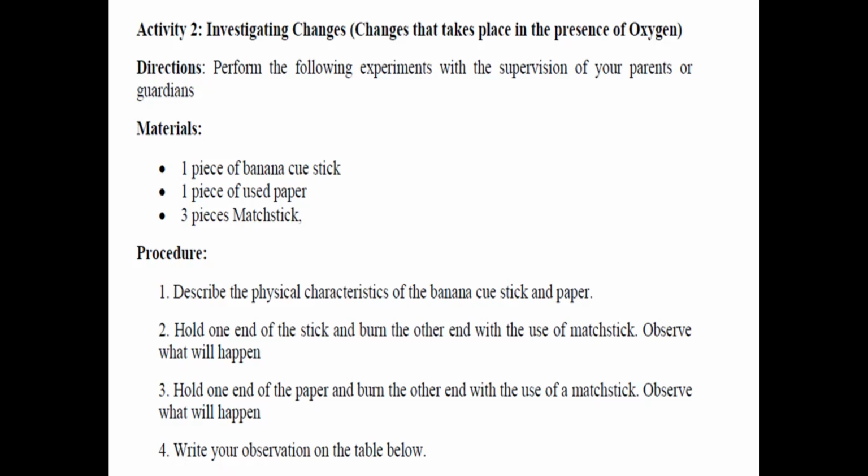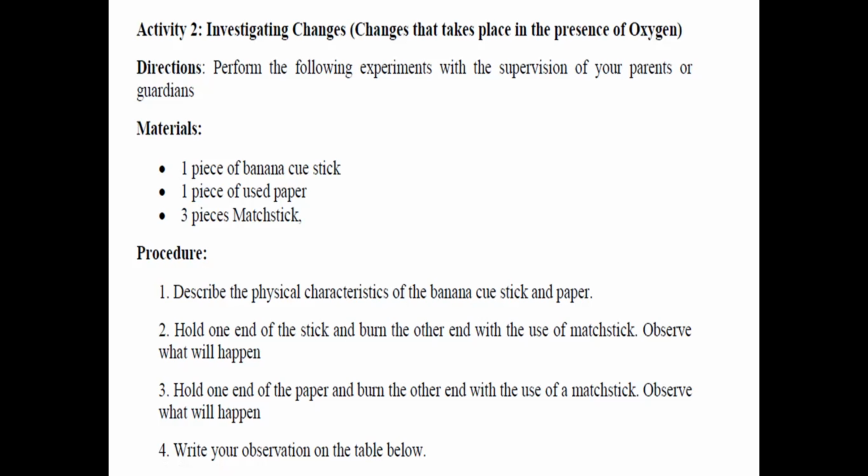Okay, so this is what you're going to do. First, you have to describe the physical characteristic of the banana glue stick and paper. Meron dito na provided na table in which you're going to describe ano ba yung itsura ni banana glue stick at ano ba yung itsura ni paper. Number 2, hold one end of the stick and burn the other end with the use of matchstick. Observe what will happen. Hawakan yung stick at sindihan yung dulo. Ano nangyari? Observe lagi. Pwede ninyong i-take down note ano yung nangyari o tandaan na lang, kasi mamaya may sasagutin tayong mga tanong.